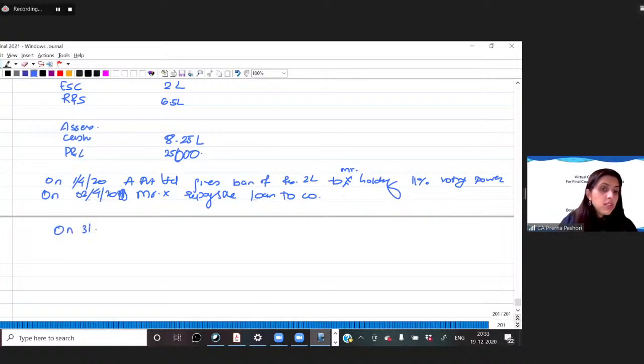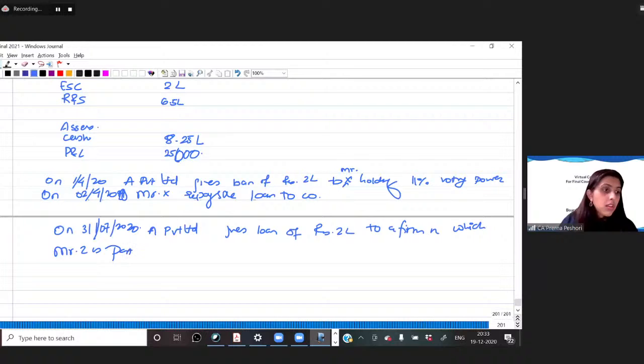On 31st July 2020, A Private Limited gives a loan of rupees 2 lakh to a firm in which Mr. Z is a partner and holds a substantial interest of 20% on the date of the loan.